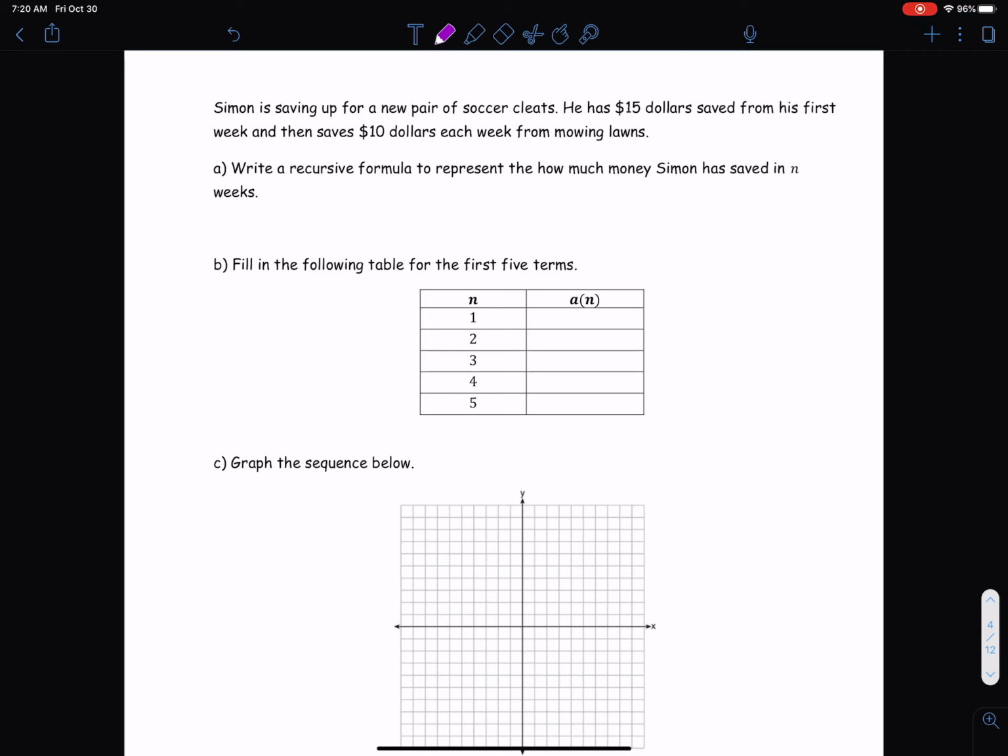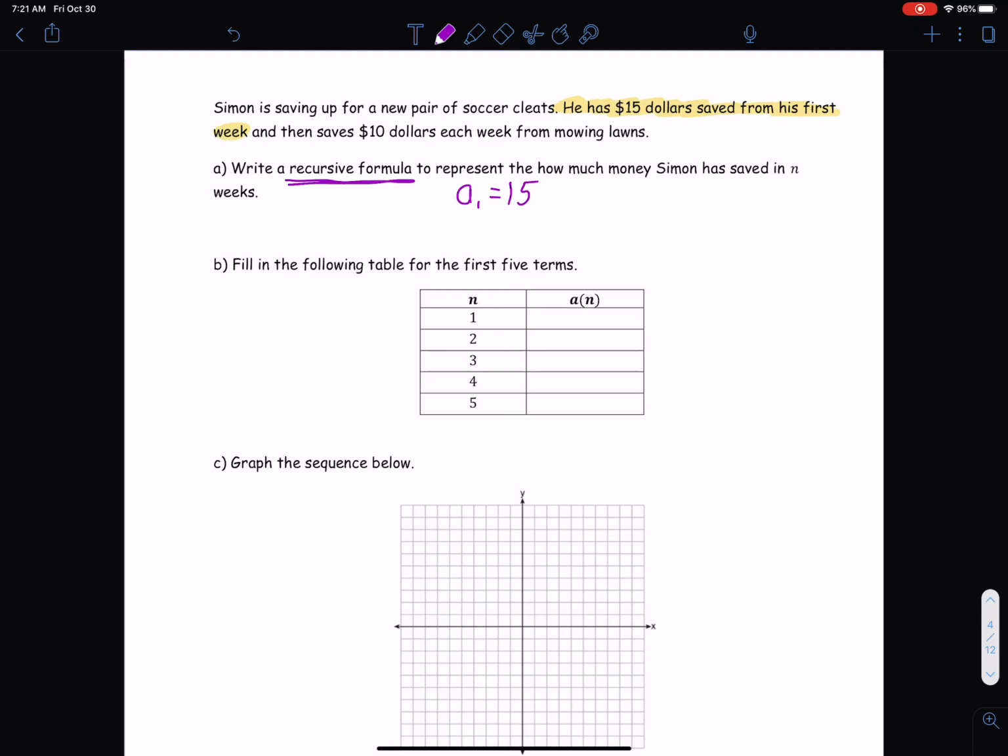So we know we're using sequences here because it says write a recursive formula. That should be a little tip. So think back to the recursive formula. No matter what, we always first state what the first term is. So what would my first term be? Well, take a look at this. It says Simon has $15 saved from his first week. So our first term, I'm going to write it as a sub 1, is equal to 15.